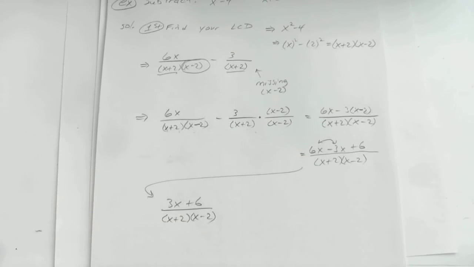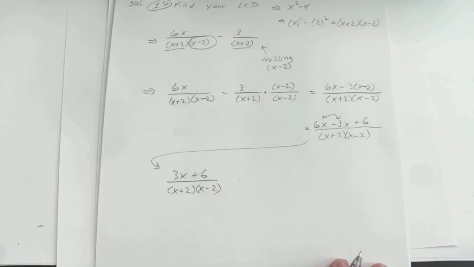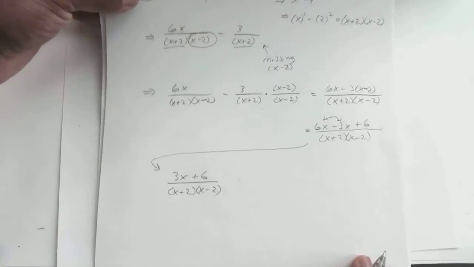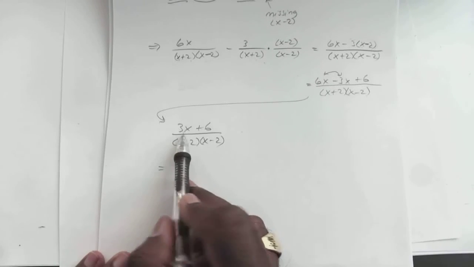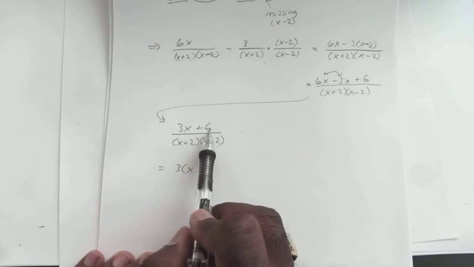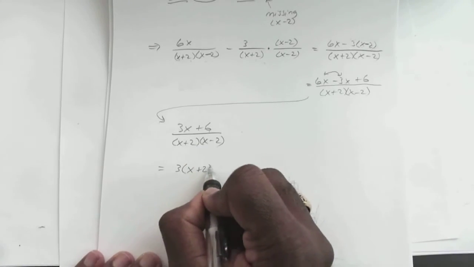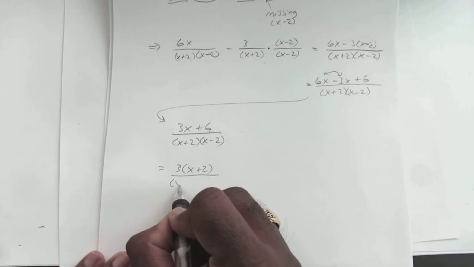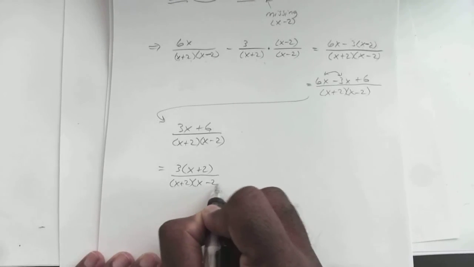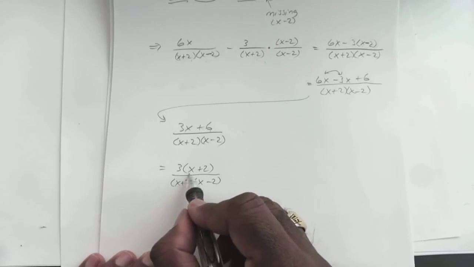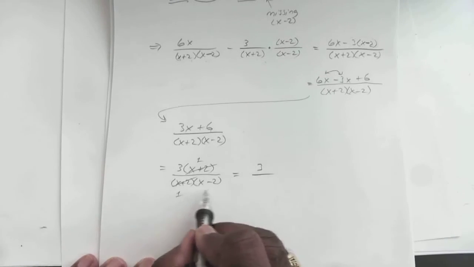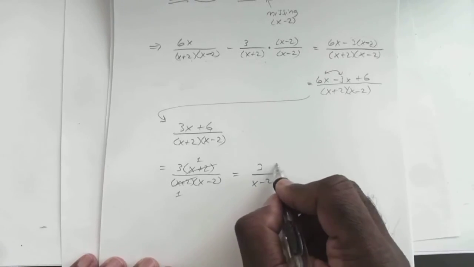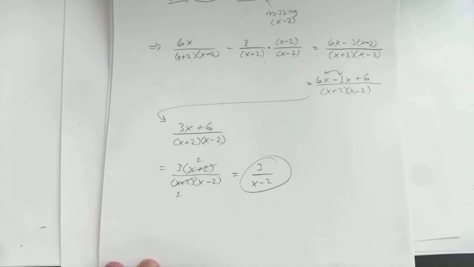And now we can factor out a 3. And I've got enough room, I can put it underneath it. So you have 3. 3 times x will give us 3x. 3 times 2 will give us 6. So we put our 2 there. Over x plus 2 times x minus 2. These two can actually cancel out. Okay, so now we're left with 3 over x minus 2. Okay, once everything cancels out.